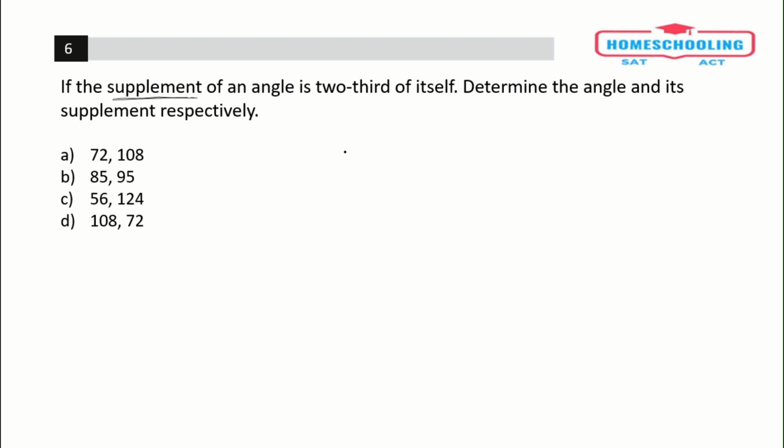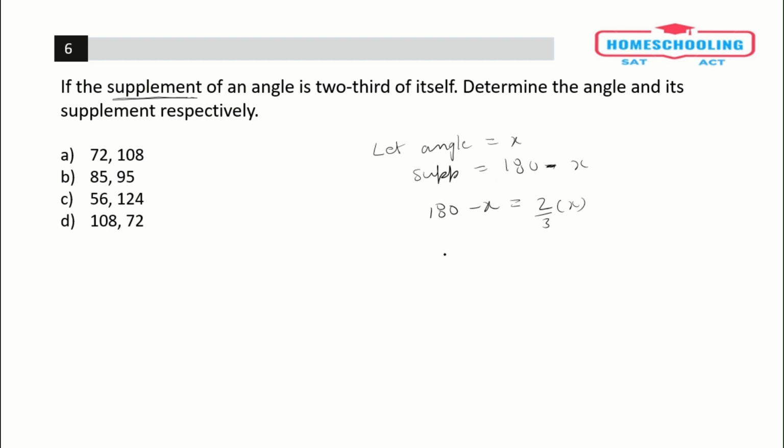I hope you have given this question a try. Now let's solve this question together. Let an angle be x. The supplementary would be 180 minus x. So as per the question, if the supplement of an angle, 180 degree minus x, is 2/3 of itself, that is x, determine the angle and its supplement.